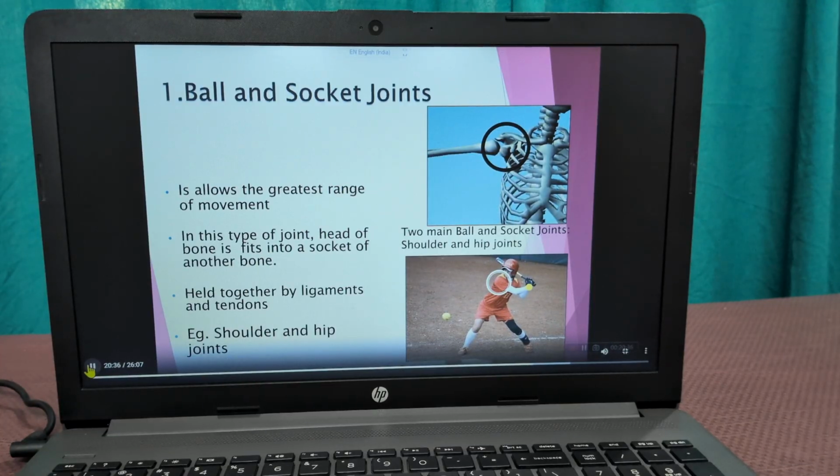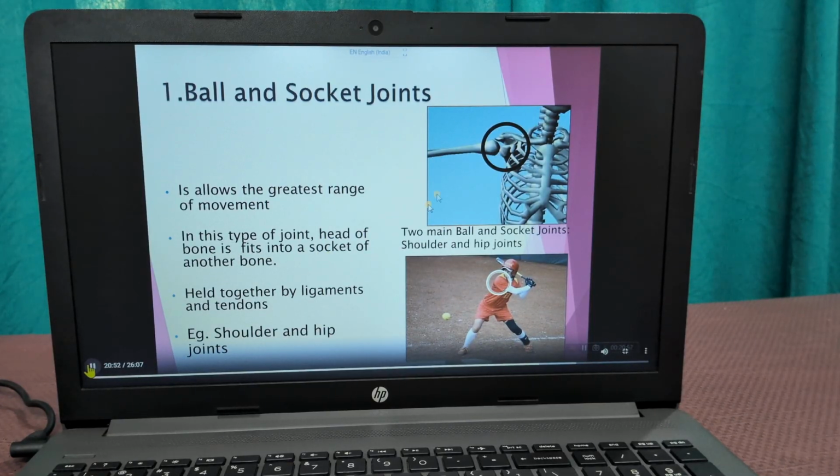It is because of the ball and socket joint, because the ball and socket joint is present in our shoulders and also in our leg joints. So it allows the greatest range of movement. That's why we are able to stretch our legs.